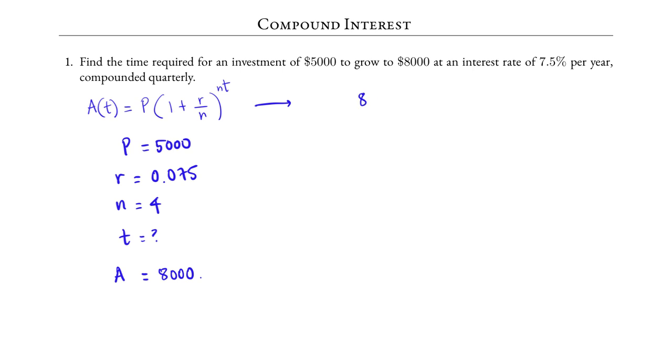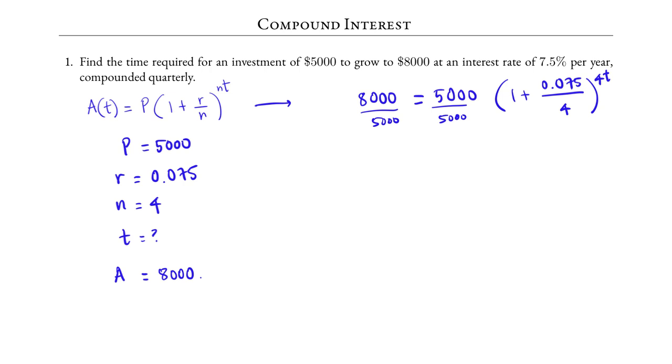Plug this given information into the formula. We have the future amount is 8,000. The present amount initially is 5,000, times 1 plus 0.075 over 4, raised to the power of 4 times the unknown t. We then solve for t. But first, we will simplify this expression by dividing both sides of the equation by 5,000.